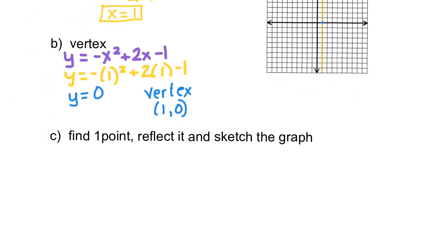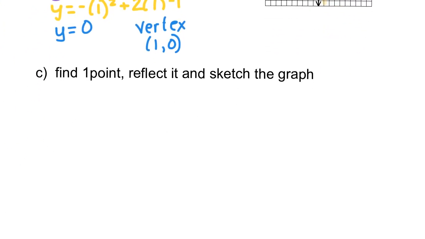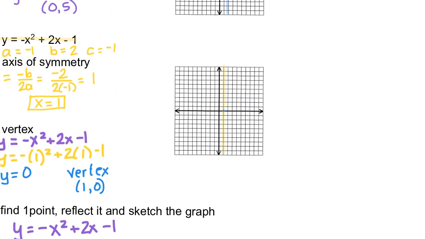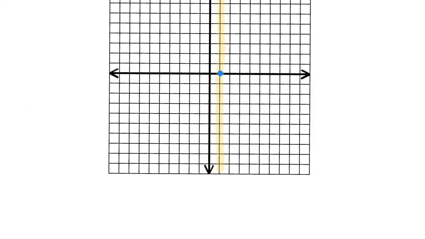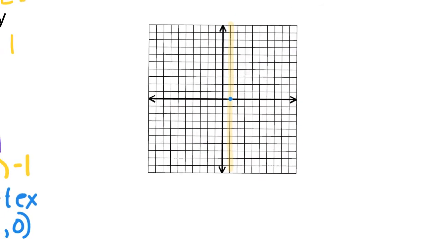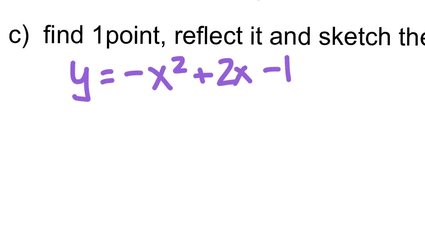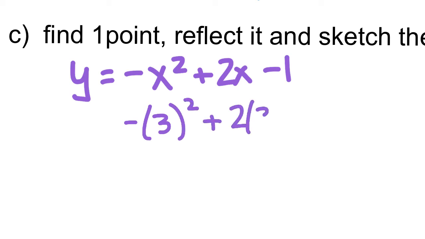Now we need to find some more points on the graph. Now we're ready to find a point, reflect it, and sketch the graph. You know how I like to use x is equal to 0, but that's a little bit too close to my axis of symmetry. So I'm going to pick another one. You can pick one that's close, but will still help you sketch the graph. So I'm choosing x is equal to 3.